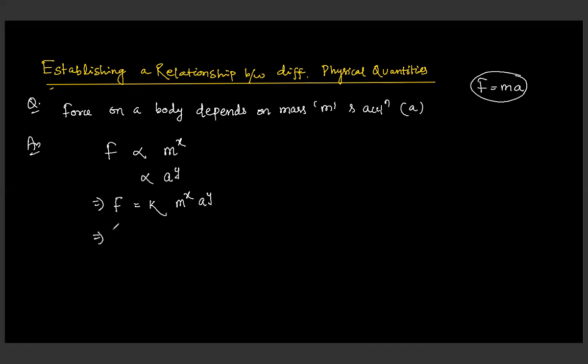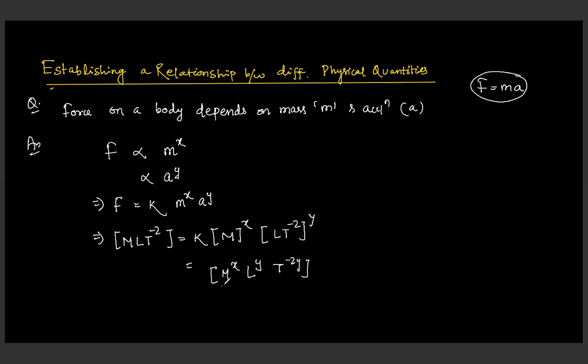Let me write down the dimension of force, that is M L T to the power minus 2, is equal to k. And what is the dimension of mass? It is M to the power x. The dimension of acceleration is L T to the power minus 2, to the power y. In the next step, I'm just omitting k and taking it as 1. So it is going to be M to the power x and L to the power y, T to the power minus 2y.